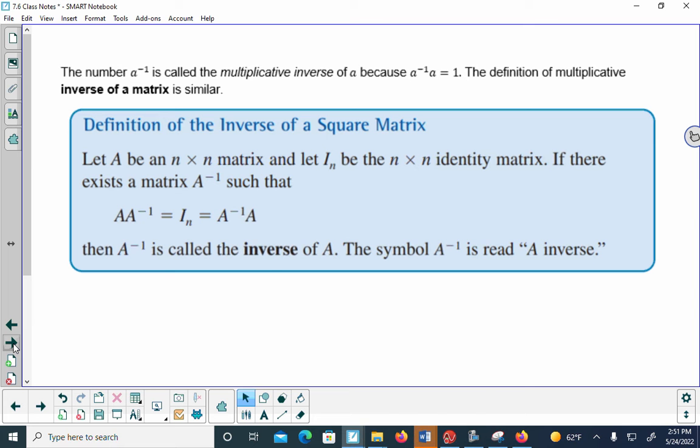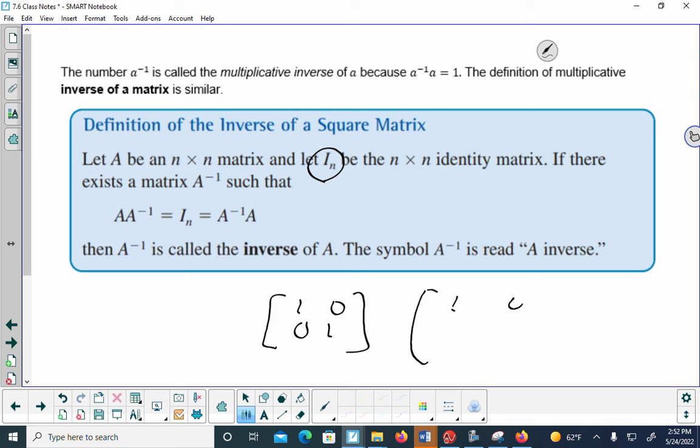The identity matrix, and that's what this symbol here is, looks like a reduced row echelon form without that extra column. So this would be the identity matrix for 2 by 2. The identity matrix for 3 by 3 would be this, and you would keep on going. Remember, the identity matrix will have ones on the diagonal, and then everything else in that matrix will be zeros. So if I take two matrices and multiply them by each other, I'm going to get the identity matrix back if they are inverses of each other.